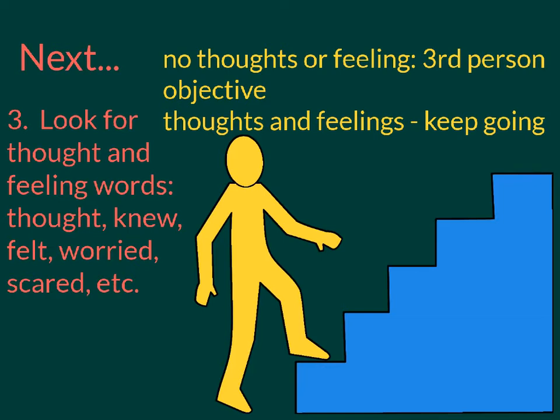So if there are no words like thought, knew, felt, worried, scared, then it's third person objective. Now, to be on the safe side, I might want to take a couple different sentence chunks to look at just to be sure. Okay, this section doesn't have thoughts or feelings. Does this section have thoughts or feelings? Nope, this one does not either. Once I've taken a look at a few more sentences to really make sure there's no thoughts or feelings, I can definitely say this is third person objective. Now, if I do find thoughts and feelings words, then I need to keep going to the next step, because I still need to decide, is it third person limited or is it third person omniscient?